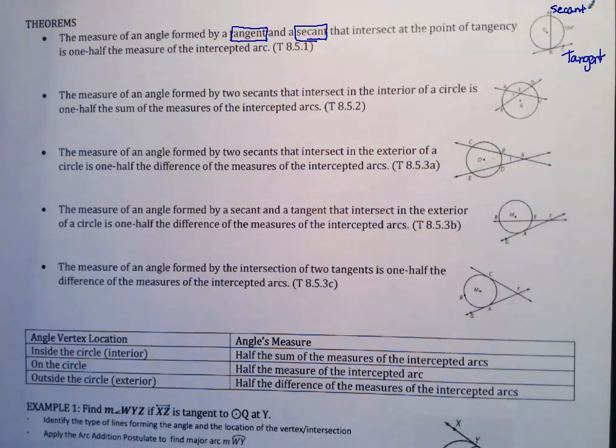And so the measure of the angle formed, so we're looking at this angle, is 1/2 the measure of the intercepted arc. So where is that intercepted arc? So it's angle B, you could call it angle ABC. So angle ABC is 1/2 of what arc? 154, or AC.